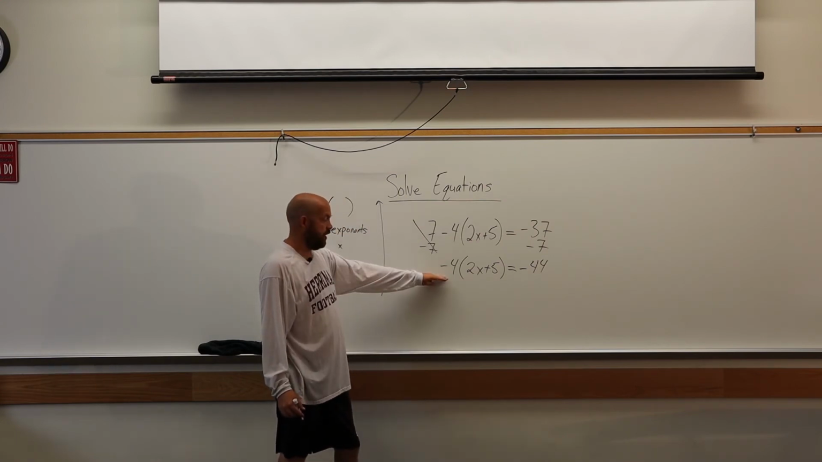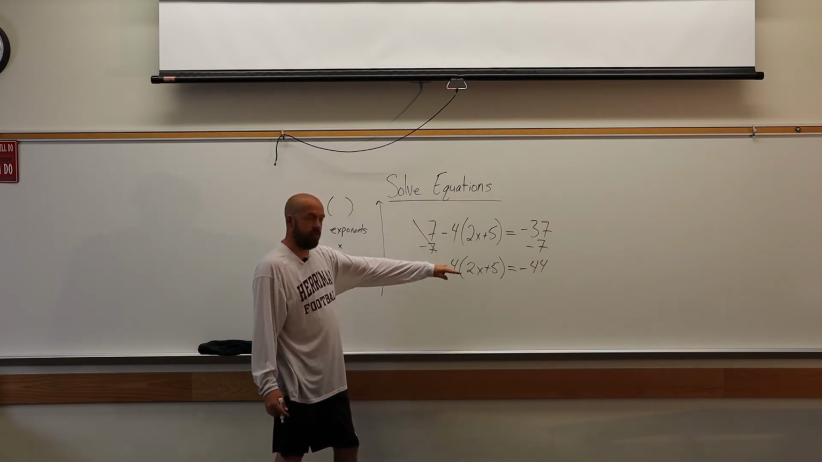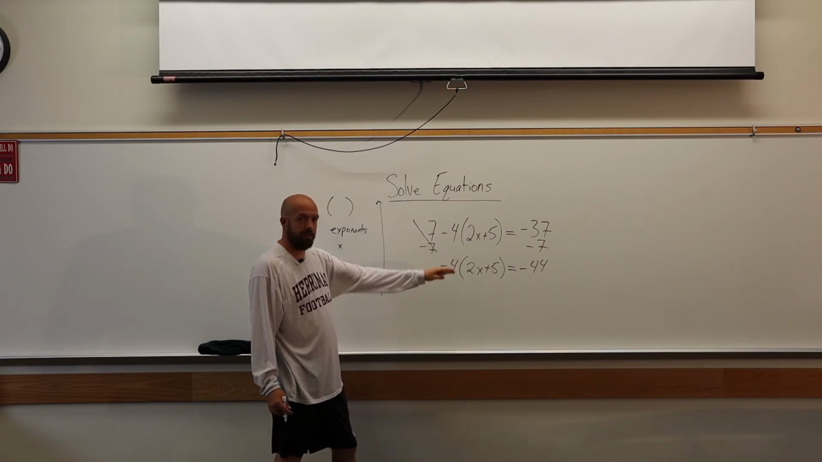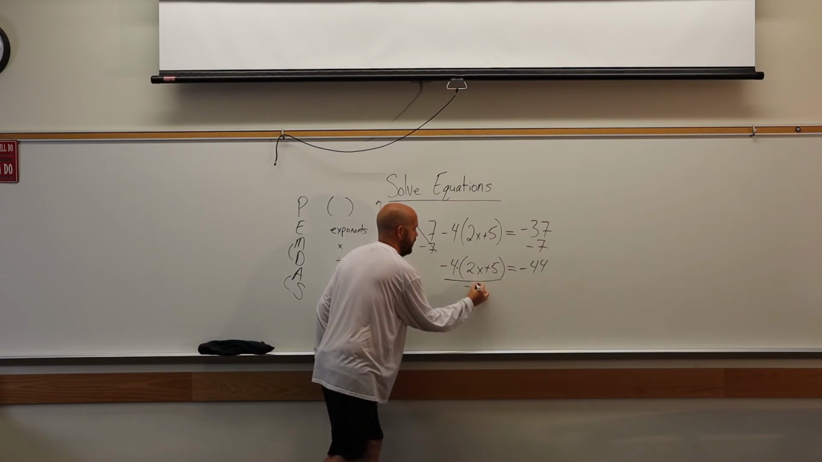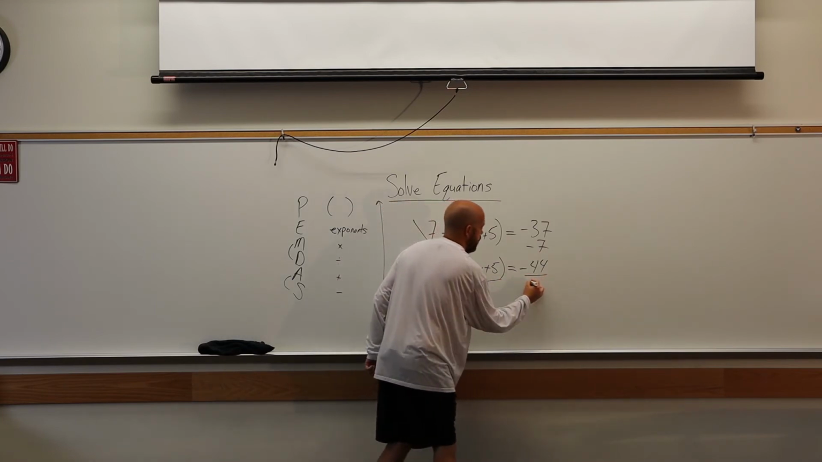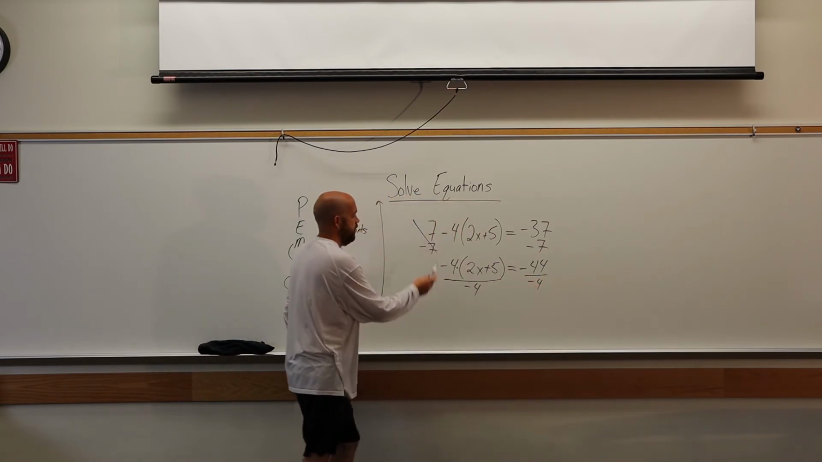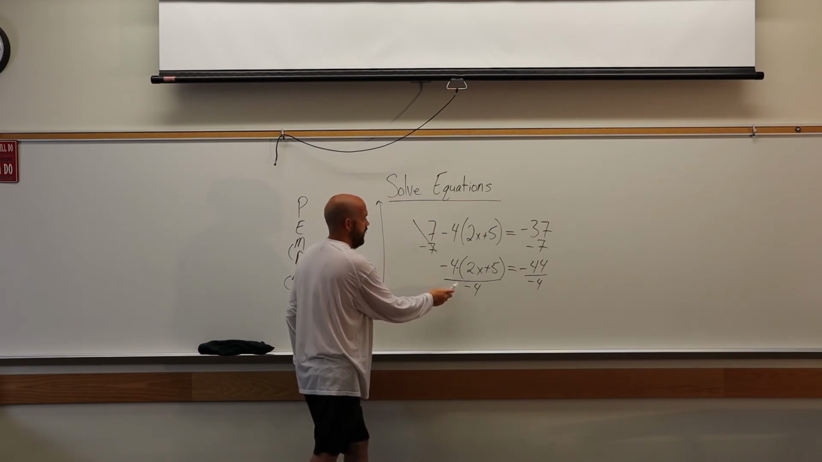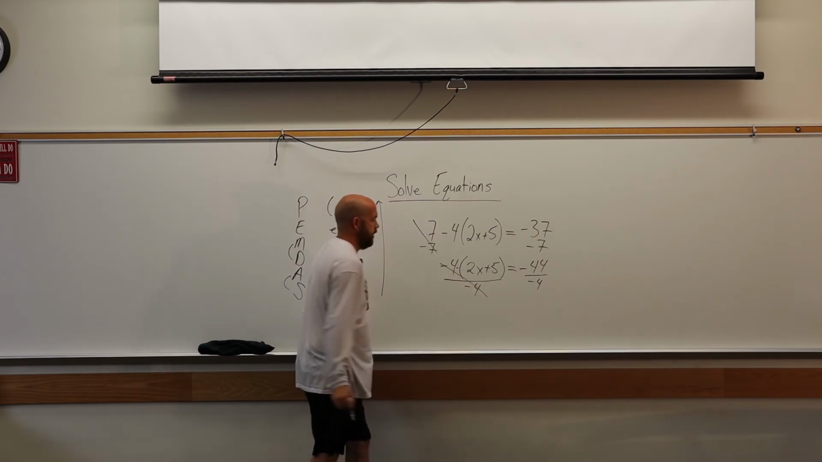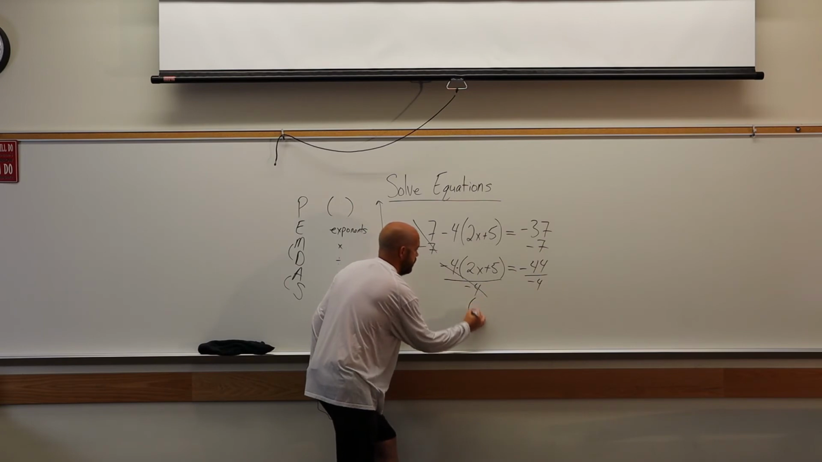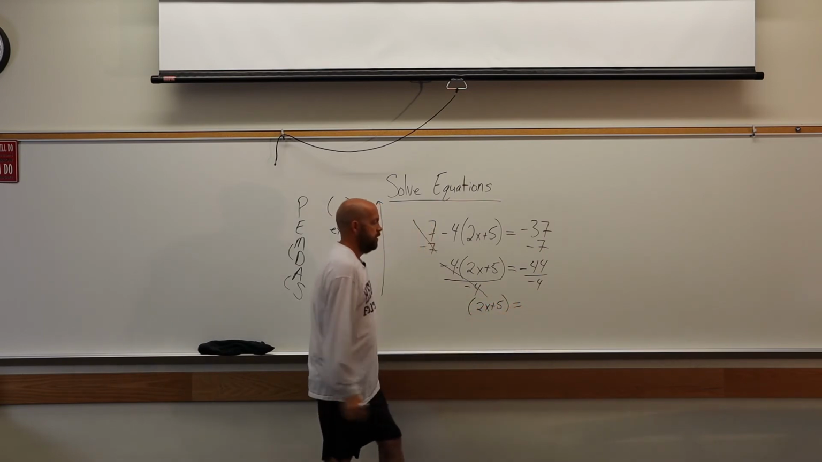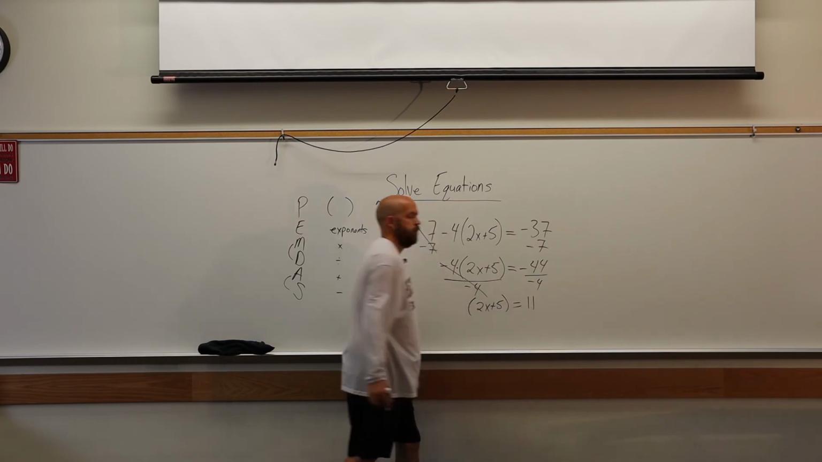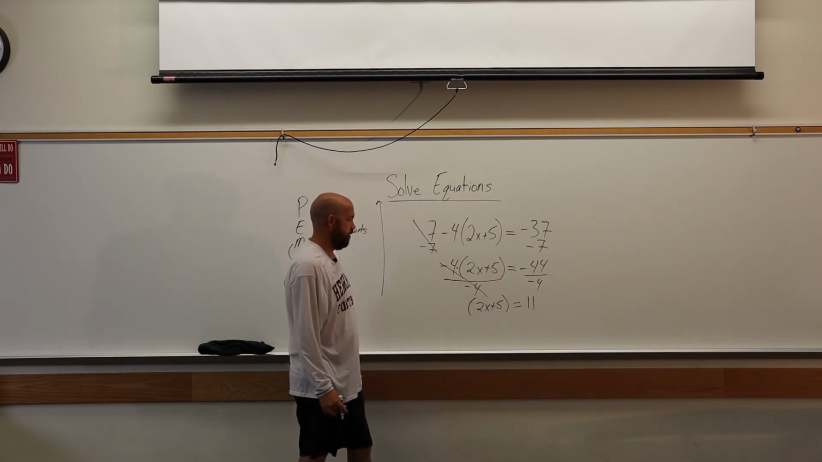We want to cancel the negative 4. It's connected to the parenthesis by multiplication. So to cancel that, I divide. Right now it's multiplying. We want to divide both sides by negative 4, so that way that cancels and goes away. Negative 4 divided by negative 4, they are going to straight up cancel. And so now I have parenthesis 2x plus 5 equals 11. Negative 44 divided by negative 4 is 11.